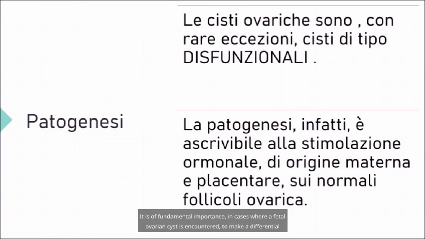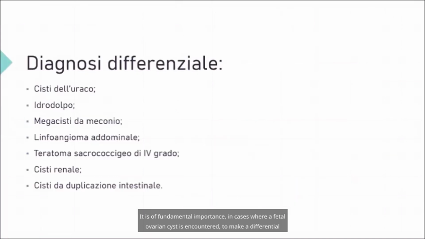It is of fundamental importance in cases where a fetal ovarian cyst is encountered to make a differential diagnosis with hydrocolpos, a meconium megacyst, an abdominal lymphangioma, a fourth-degree sacrococcygeal teratoma, renal cysts, and intestinal duplication cysts. Let's now move on to the ultrasound images.